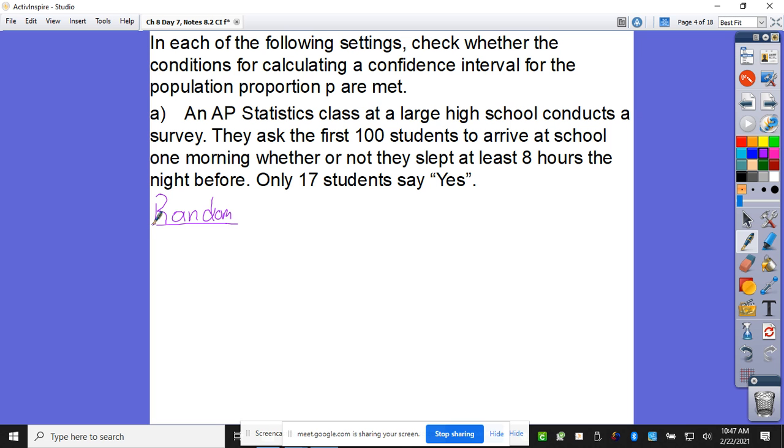An AP statistics class in a large high school conducts a survey. They ask the first 100 students to arrive at school one morning whether or not they've slept at least 8 hours the night before. Only 17 students say yes. So random, yes or no? Not a hard question. Random, yes or no? No.